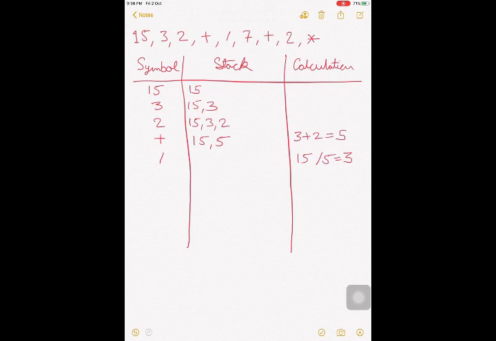After the divide sign, this 3 is pushed back onto the stack. After it we have 7, so our stack becomes 3 and 7. Then we have plus, then we write it like this, 3 plus 7 equal to 10. So this 10 is pushed onto the stack. Now we have 2, we get 10 comma 2, and at the end we have multiplication sign. So we write it like 10 into 2, that is equal to 20, and this result is pushed back onto the stack.